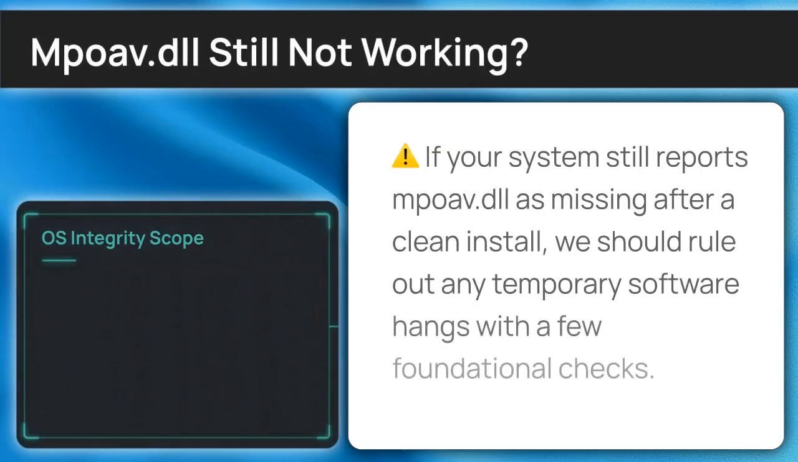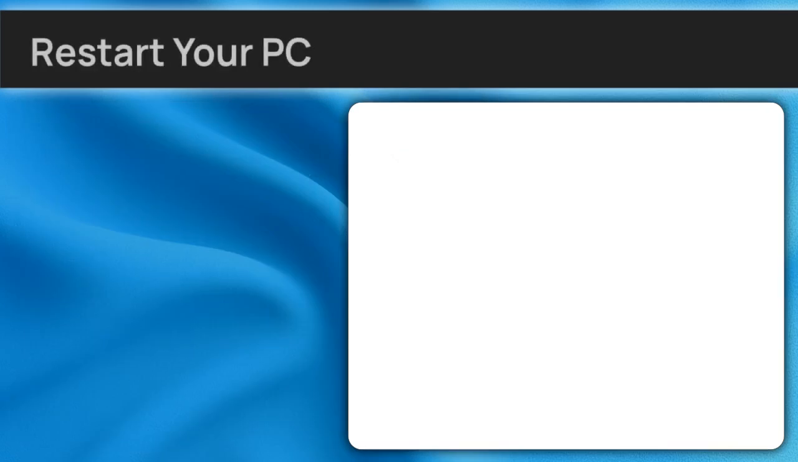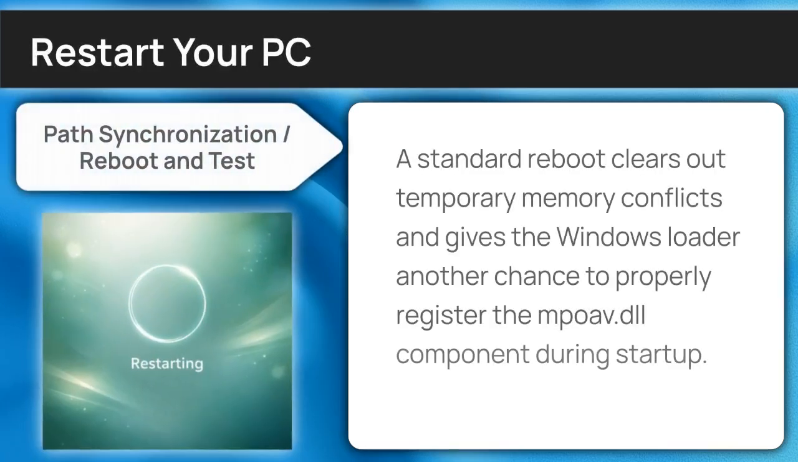If you're still seeing the missing file notification, we should attempt to force a synchronization between the software and the OS. A full system restart ensures that no background processes are currently locking the Mpoav library file. A fresh boot allows Windows to reinitialize its library map from a clean state.